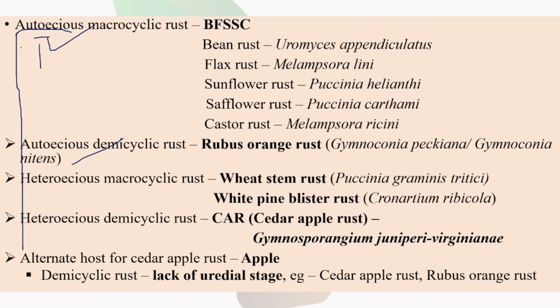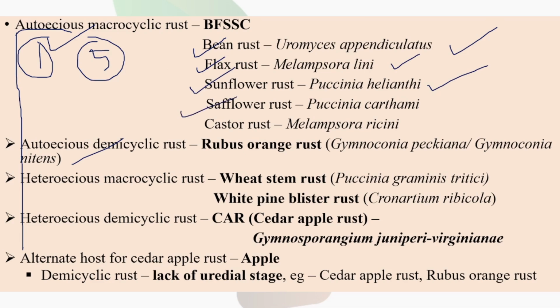So in the entire life cycle, all five spore stages are completed in a single host. That is called autoecious macrocyclic rust. The examples here are very important. Autoecious macrocyclic rust examples are bean rust, Uromyces appendiculatus. Pathogens are also important. Flaxseed rust, Melampsora lini. Sunflower rust, Puccinia helianthi. Safflower rust, Puccinia carthami. Castor rust, Melampsora ricini.